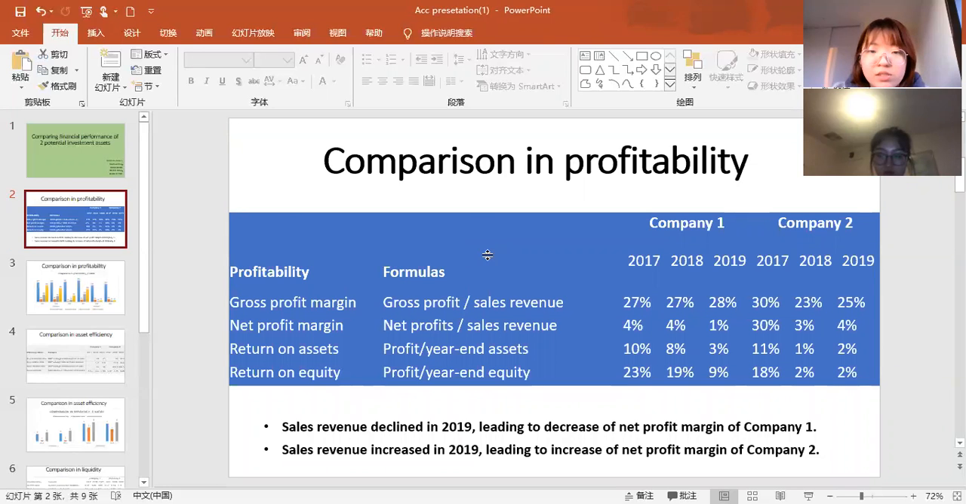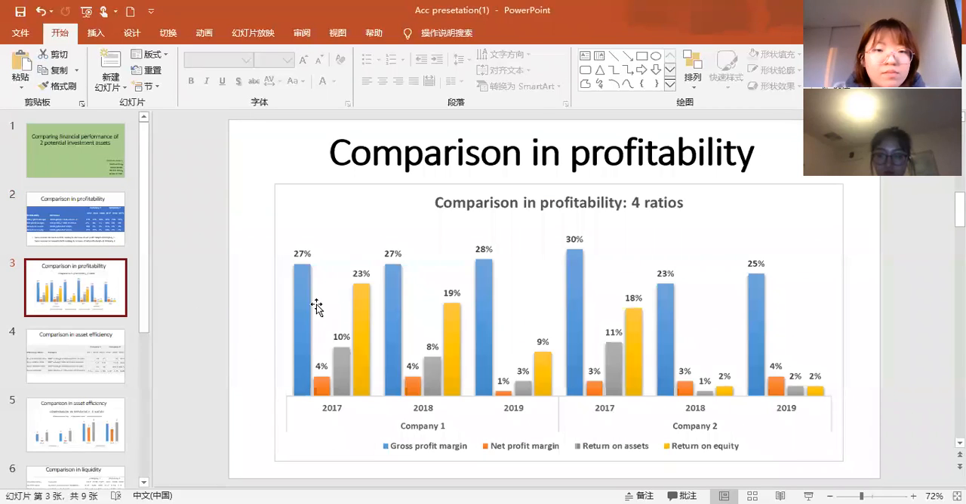Here is my calculation of the two companies' profitability ratios. And the graph shows the comparison of the two companies in profitability ratios. You can clearly see company one has higher gross profit, ROA and ROE, but lower net profit margin.